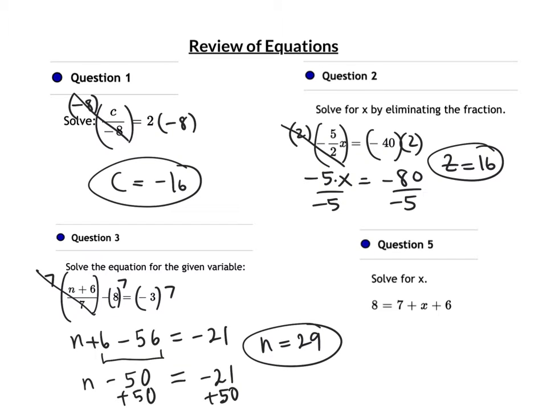Question 5. Look how quick this is. This is a short one. You'll have some just like this on the test. I need to combine like terms. 7 and 6 makes 13. So this is 13 plus x. Now I can get x by itself. All I have to do is take off that 13. And 8 minus 13 is -5. So x is -5.